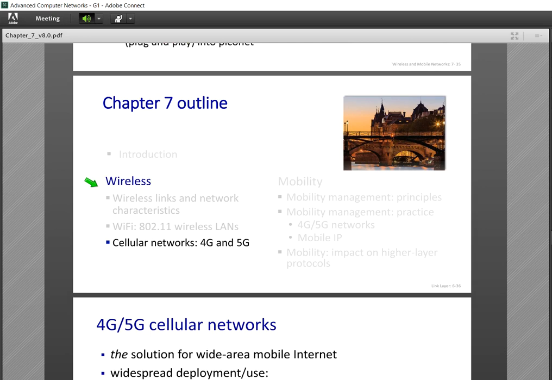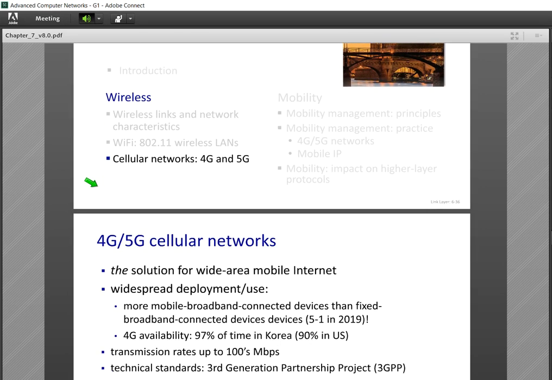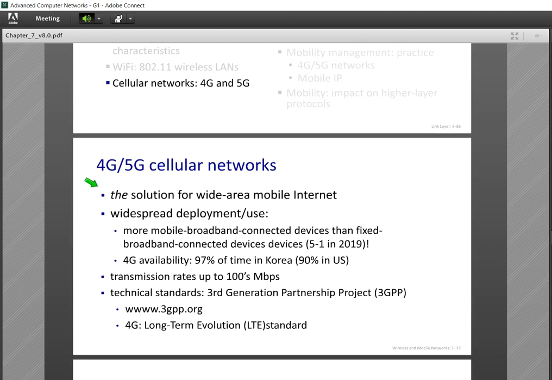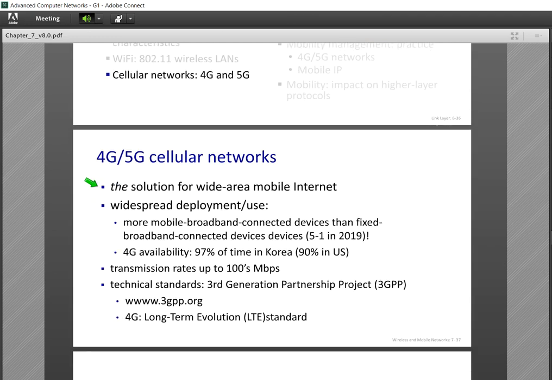In the past session, we talked about wireless LANs, and now we want to talk about cellular networks and 4G and 5G technologies in cellular networks. In today's session, one of the basic technologies that we use to connect to the internet regularly, commonly, is cell phone technology.